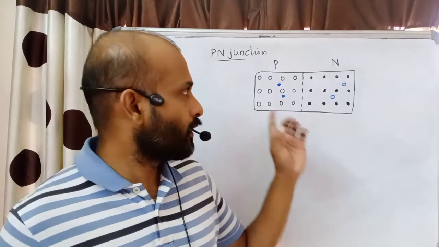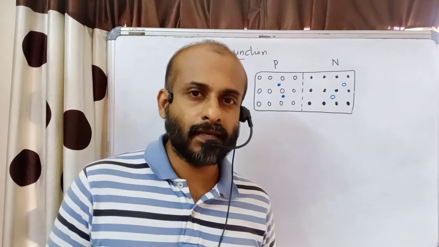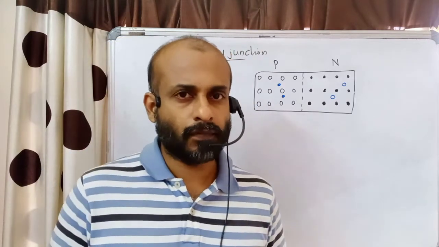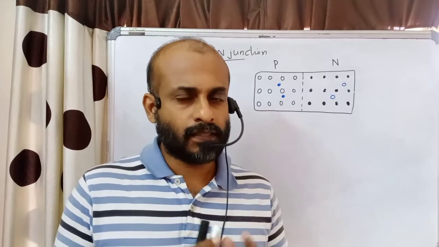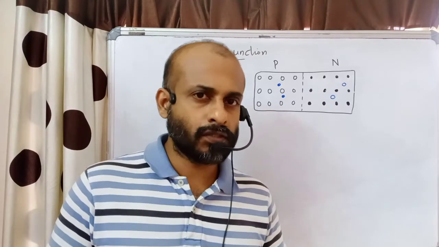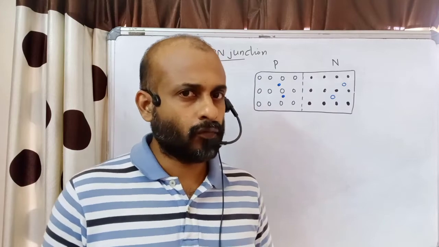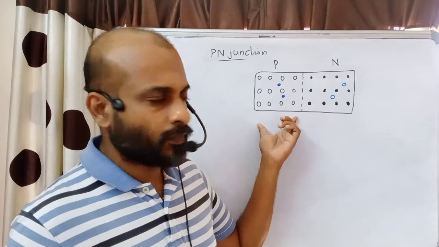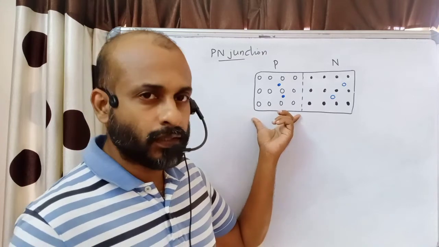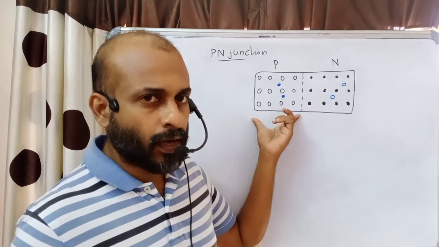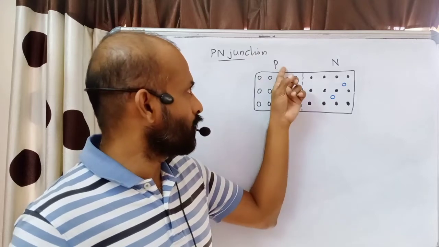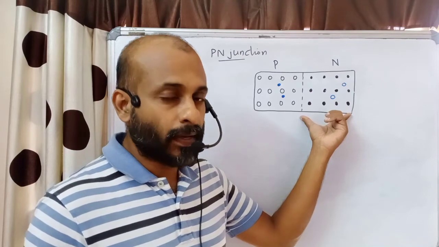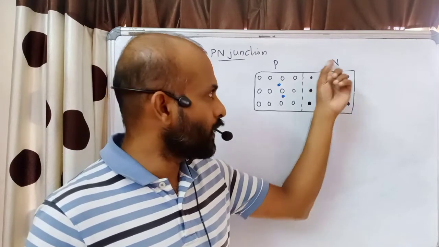Today we are going to see formation of PN junction. To form a PN junction, we will take a semiconductor crystal, either silicon or germanium. Then one end we will dope with a trivalent impurity, which means this region up to this width will be doped with a trivalent impurity, so that this region will be P-type semiconductor, and the remaining portion will be doped with a pentavalent impurity, so that this will be N-type.